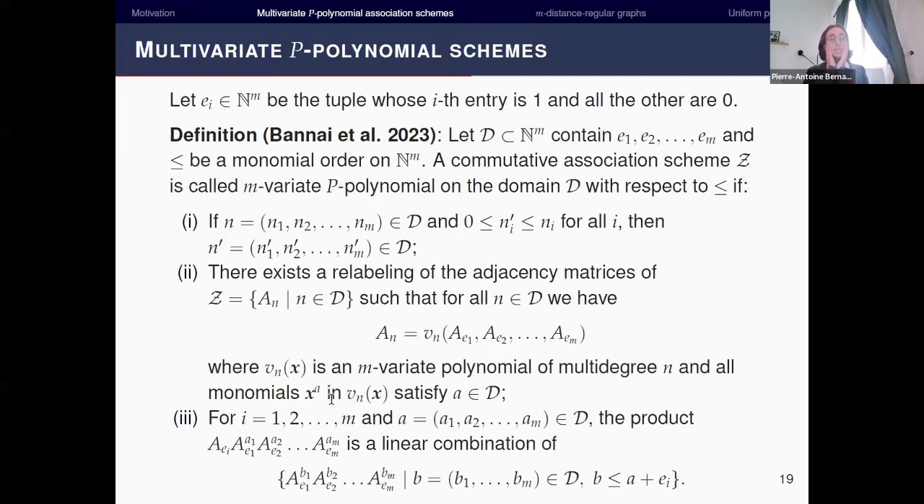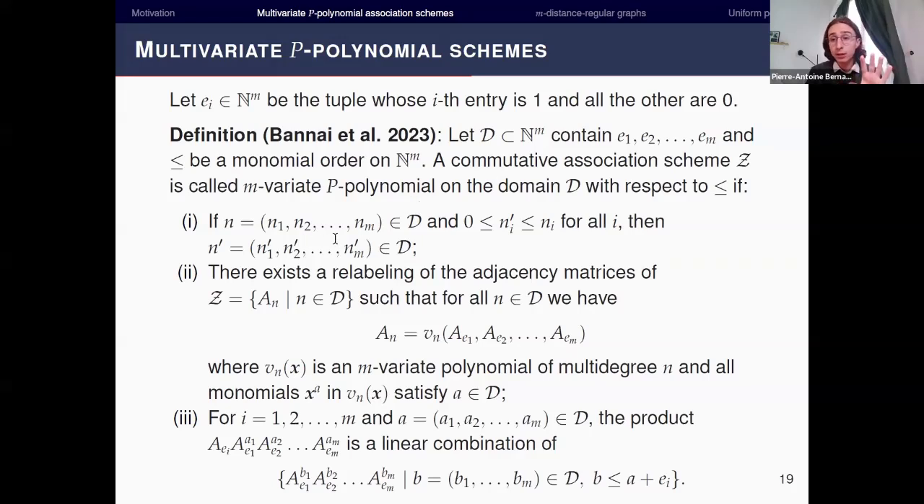And here is the definition as introduced by Bannai and his associates in 2023. This is the definition of an m-variate P-polynomial scheme. You have three conditions. The first one is on the domain. Basically, in a P-polynomial scheme, you label all your adjacency matrices with tuples of integers, and the set of these tuples gives you the domain D.